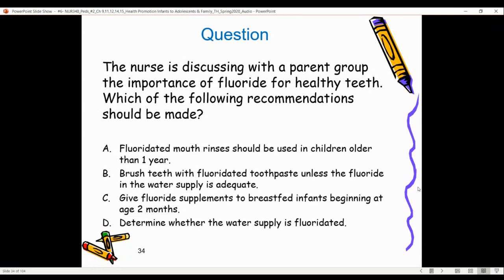Two months is way too young, so C is not the right answer. Brushing teeth with fluoride toothpaste unless the water supply is adequate: we recommend fluoride toothpaste regardless of whether they have fluorinated water or not. And then again, 1 for the mouth rinses is too young because they'll swallow it and that'll stain their teeth brown. Bottled water does not have fluoride in it. So if they're taking only bottled water, then we may do fluoride supplements as well.